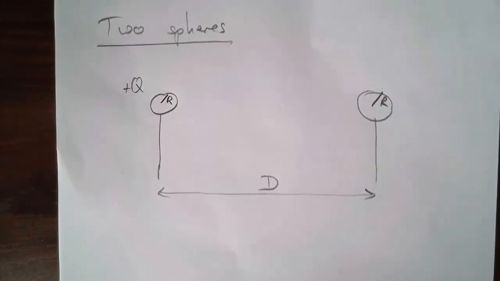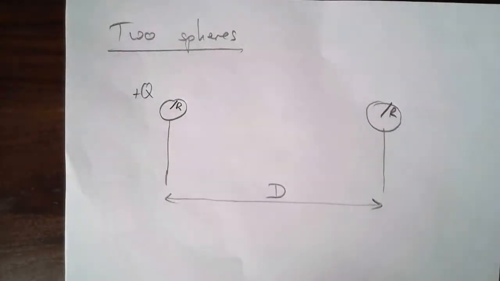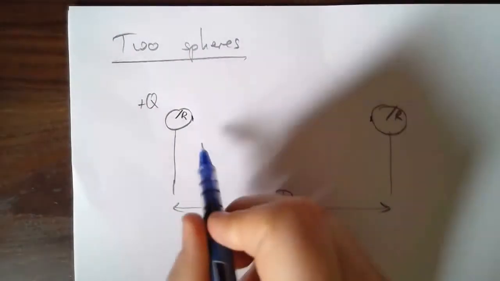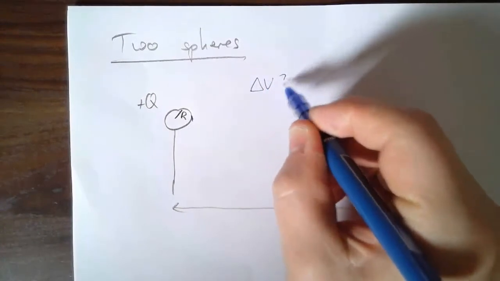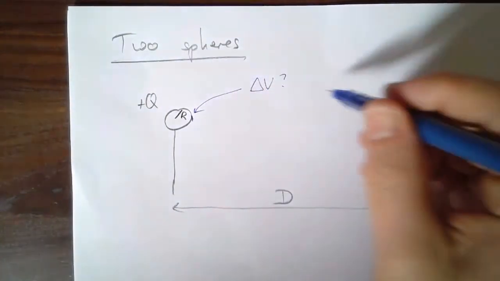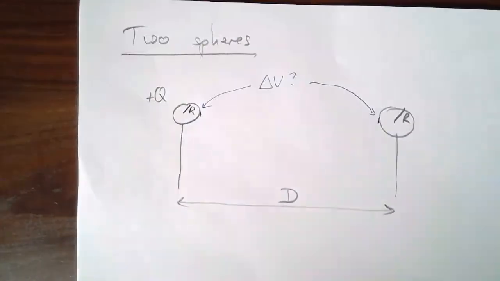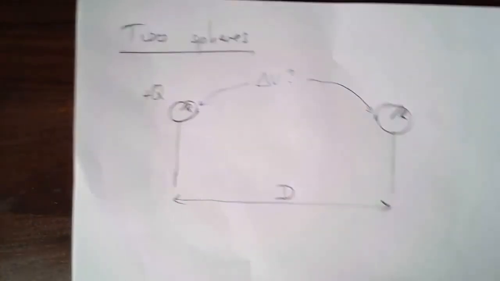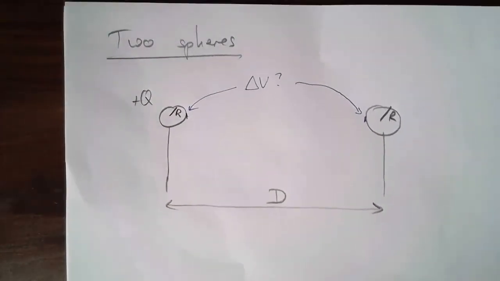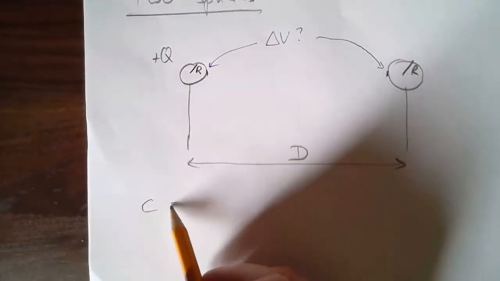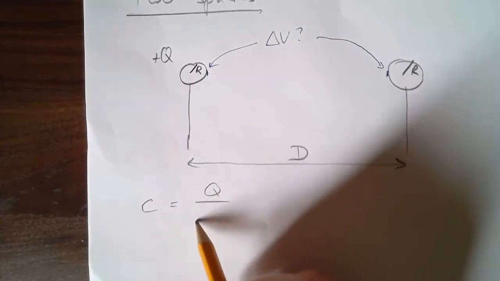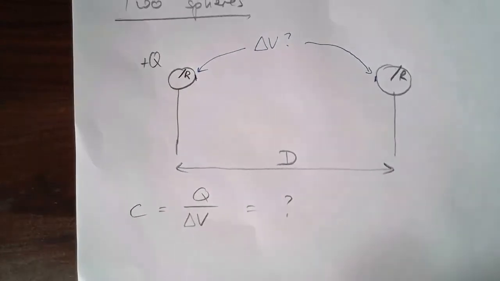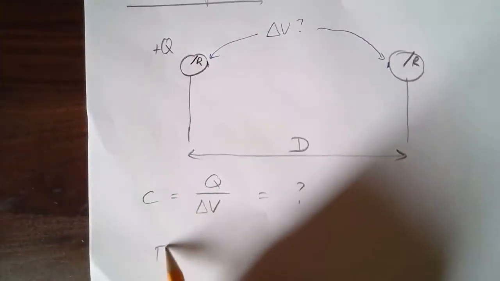So you want to find the potential difference between this point here and this point here. Between here and here, what is the potential difference? And then once you know that, you can find the capacitance. C is Q divided by delta V. So how do you find delta V? First, we're going to find the electric field.